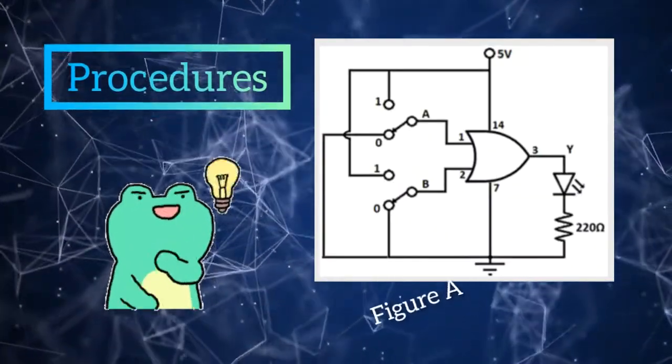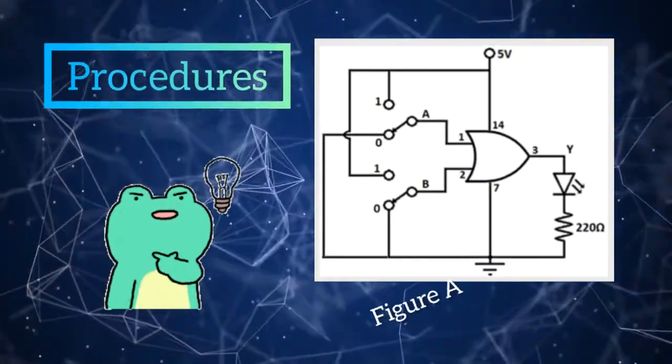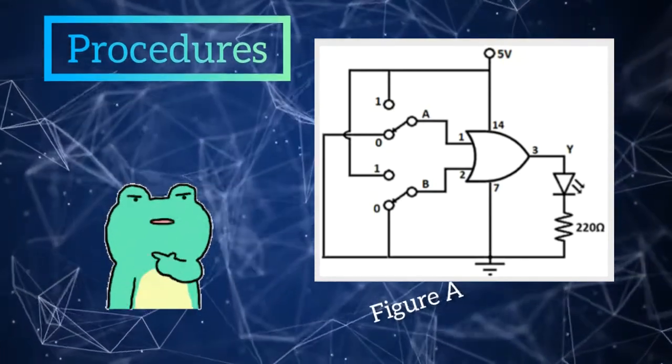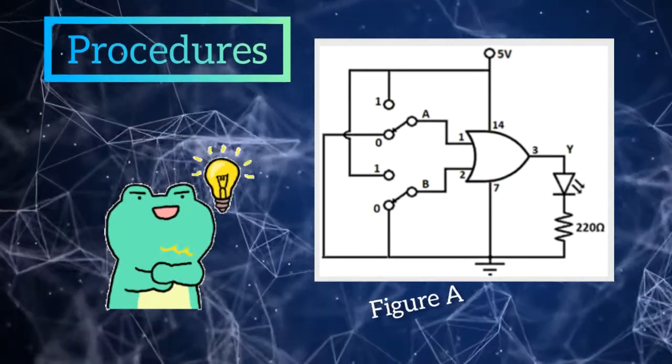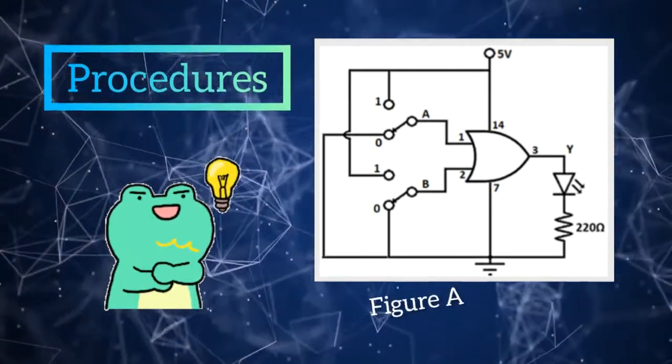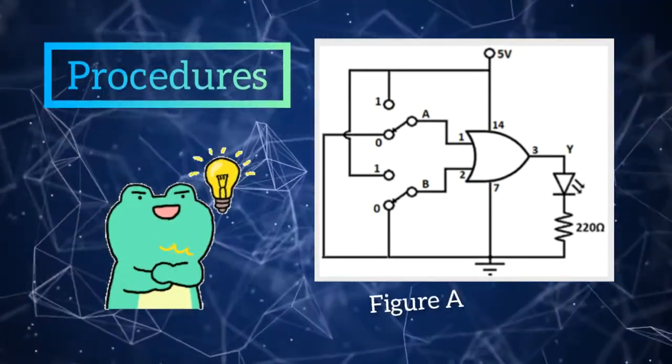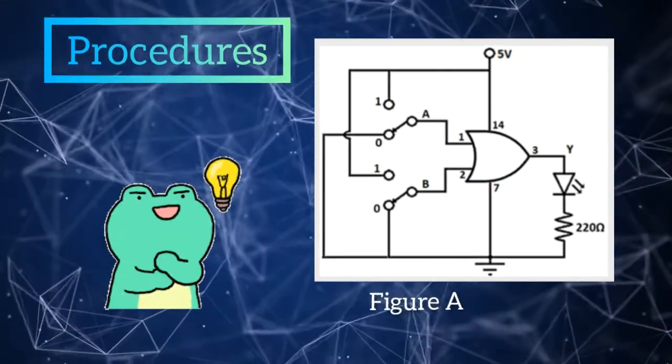Here at figure A, we have 2 SPDT switches as input. We have pin number 14 for our VCC, and 7 is the ground. 1 is input 1 and 2 is input 2. And 3 is our output for the LED and resistor.